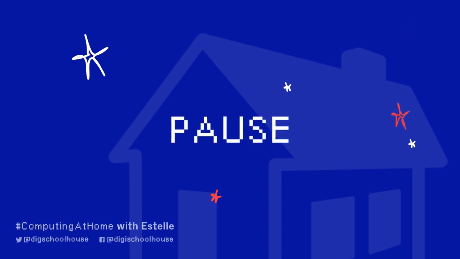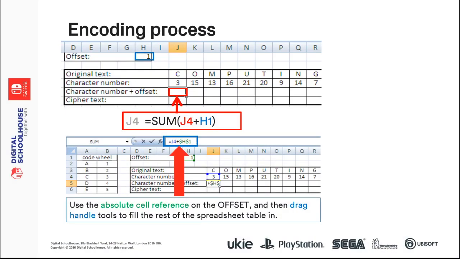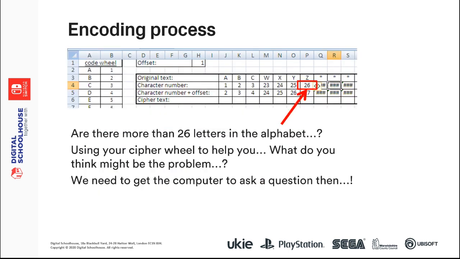Okay, let's have a look and see. Oops, didn't mean to press pause. That's the one I meant to press. So can you work out what's going on with those? Are there more than 26 letters in the alphabet? You might want to use your cypher wheel and just see if you can work out what's going on with this. What do you think might be the problem? Have you spotted it? Very good.